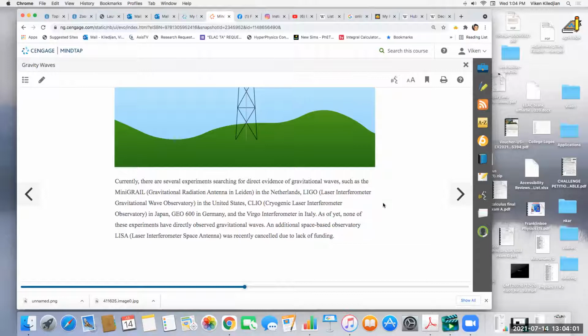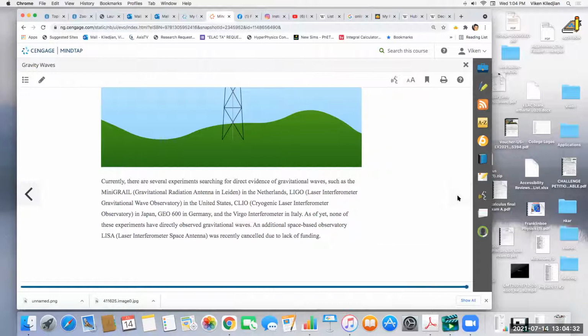An additional space observatory, LISA, the Laser Interferometer Space Antenna, was recently canceled due to lack of funding. Okay, you see, funding is another huge disappointment in the sciences. When governments choose not to fund certain projects and it's left to private institutions, sometimes they don't have enough funding, and so it gets canceled. So LISA, I guess, was canceled.